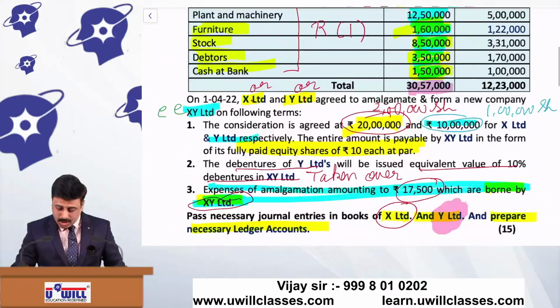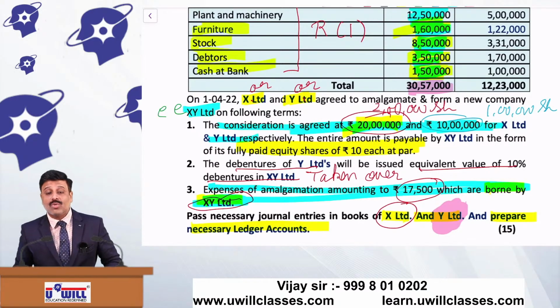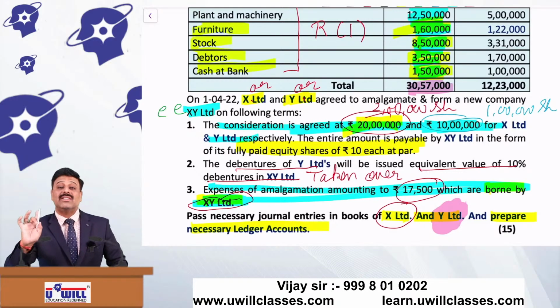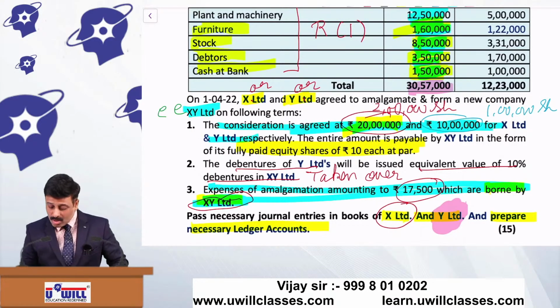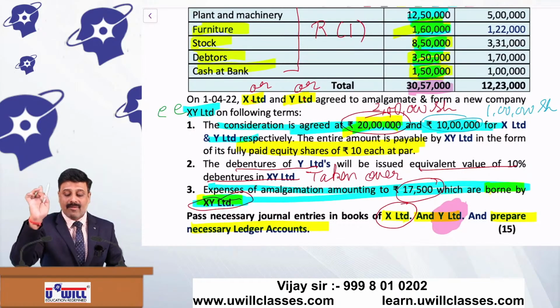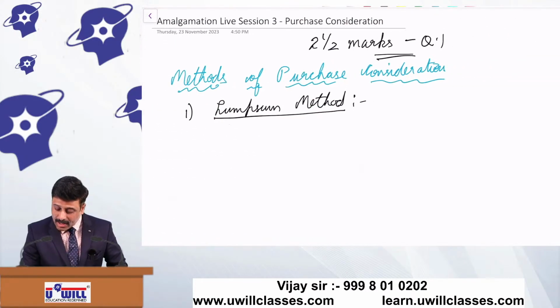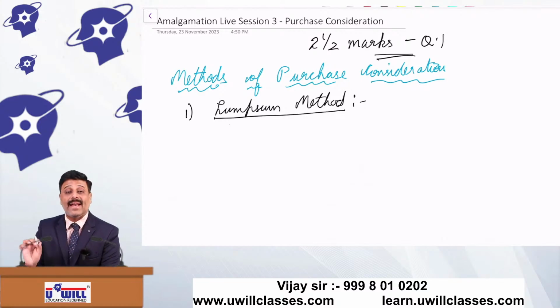In the question we solved yesterday, it was given that the consideration agreed in the books of X Limited was 20 lakhs and for Y Limited was 10 lakhs. So this 20 lakhs is the lump sum purchase consideration, the amount directly given to you. This 10 lakhs is the lump sum purchase consideration, the amount directly given to you. So basically in this method, nothing is to be obtained. The amount of purchase consideration will be directly given.